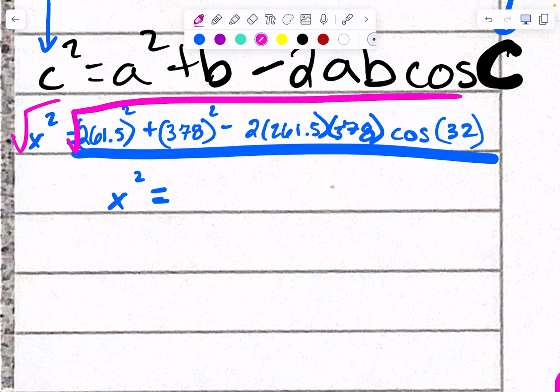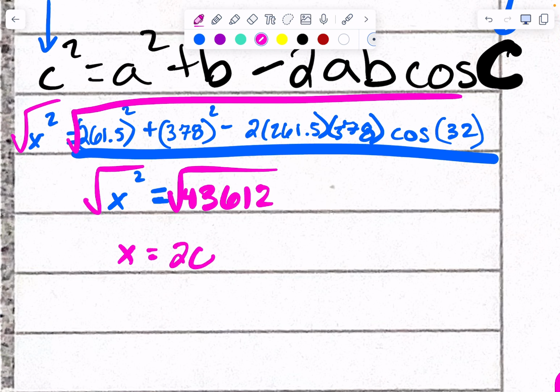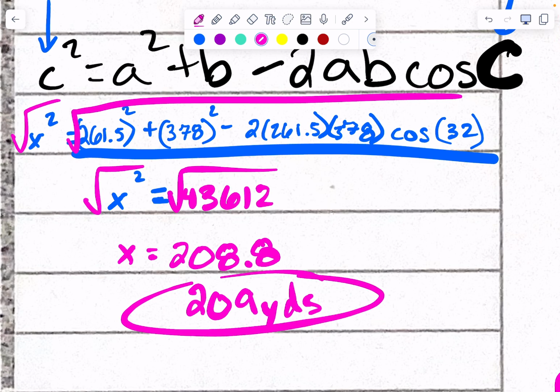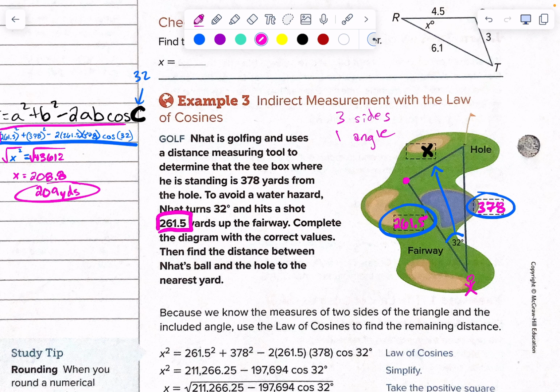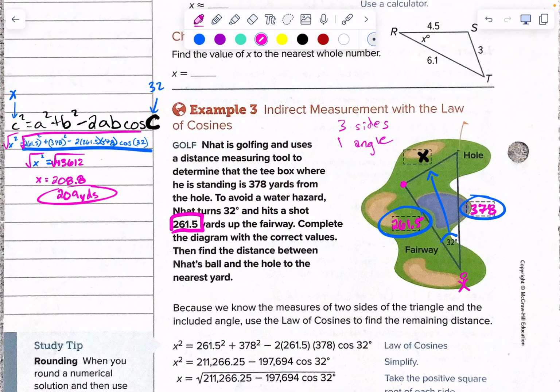I got it before the square root. Okay, what'd you get? 43,612. Then after you take the square root it is 208.8, but it says round to the nearest yard. So 209 yards is how far they're going to have to hit it on the second shot, right? So, law of sines: 2 sides, 2 angles. Law of cosines: 3 sides, 1 angle. Got it? Okay. Let's do homework problem number 3.